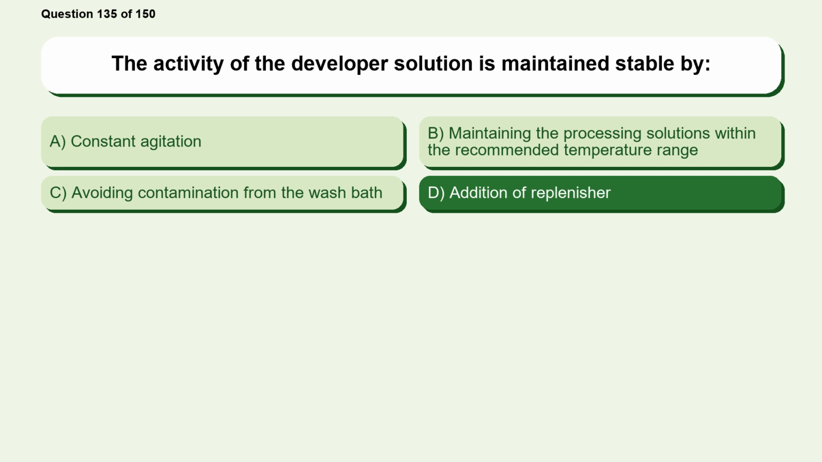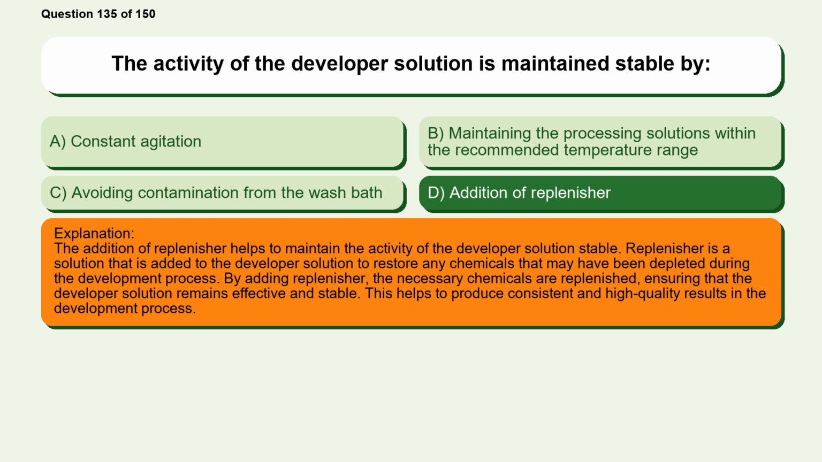Addition of replenisher. The addition of replenisher helps to maintain the activity of the developer solution stable. Replenisher is a solution that is added to the developer solution to restore any chemicals that may have been depleted during the development process. By adding replenisher, the necessary chemicals are replenished, ensuring that the developer solution remains effective and stable. This helps to produce consistent and high-quality results in the development process.